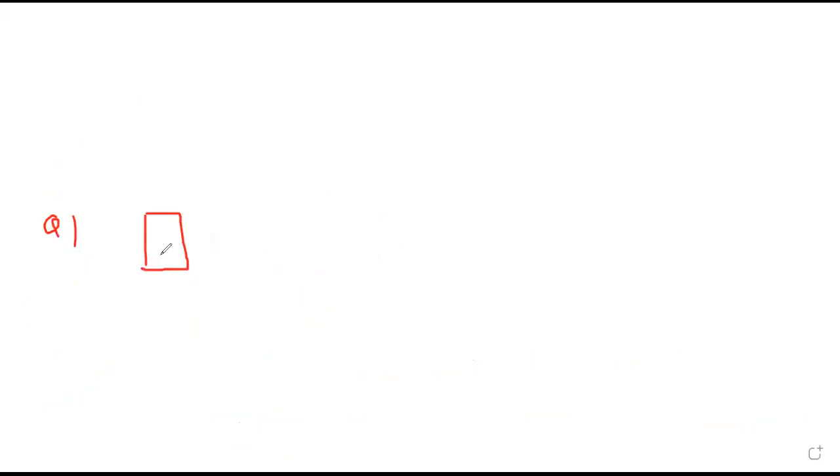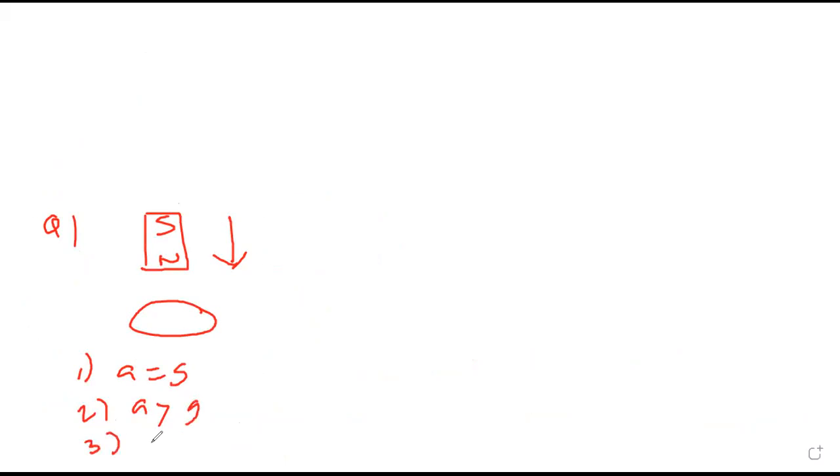This is North Pole, South Pole, coming down. This is the coil. Question is: first, A equal to G, the acceleration is A coming downward. Second, A is greater than G. Third, A is less than G. Fourth, can't be predicted, can't be determined.